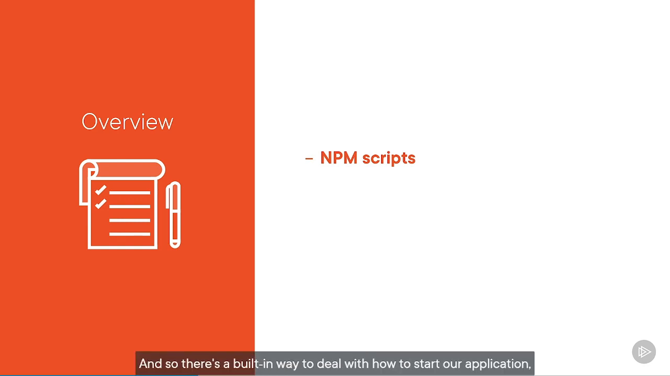It's weird. And so there's a built-in way to deal with how to start our application, how to do various things in our application, and that's using the npm scripts. Right now we're using npm to install dependencies, and that's one part of it, but now we're going to use npm to actually execute things. And so the idea is, when you go pull this code base down, you can just type npm start and run your application. So that's the first thing we're going to talk about.